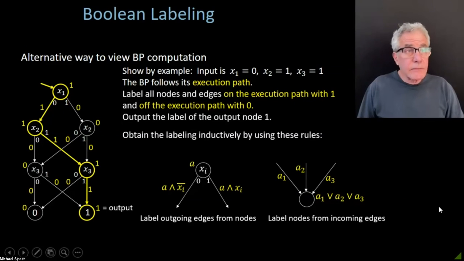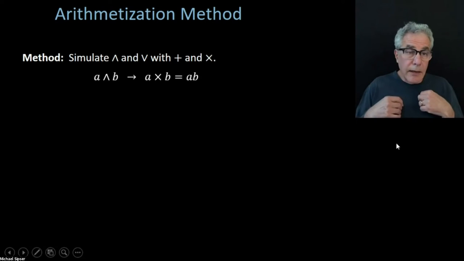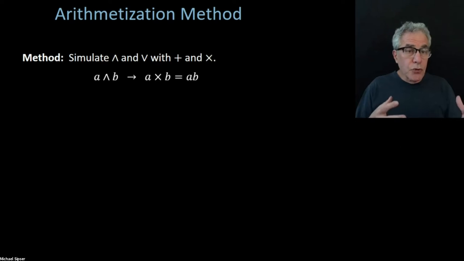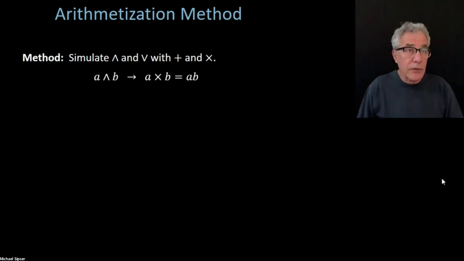All right, so let's continue. Now I'm going to talk about how we're going to extend this to the non-Boolean case, using the arithmetization method. So first of all, arithmetization is a simulation of AND and OR with plus and times, such that if I think about true as a 1 and false as a 0, this is going to give me a faithful simulation. It's going to do the right thing. It's going to compute exactly the same values that we expect.